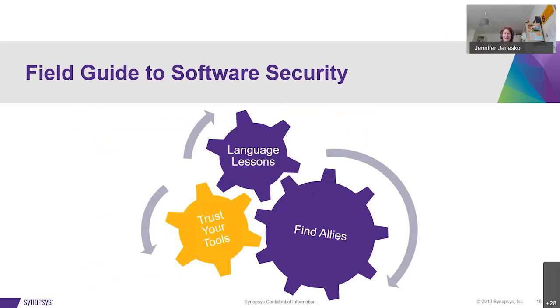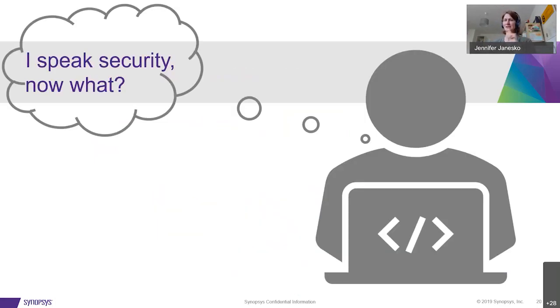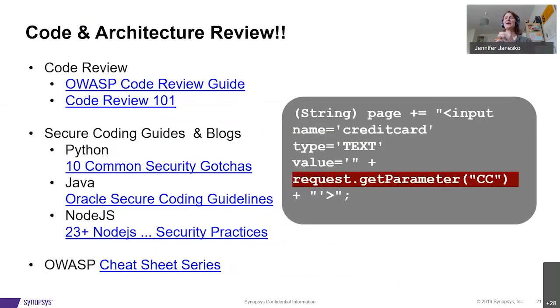So once you learn some language, you need to start actually applying the language. So how do you get started actually doing software security? So not talking the talk, we want to walk the walk now. So, speak security, now what? Code and architecture review, yes!